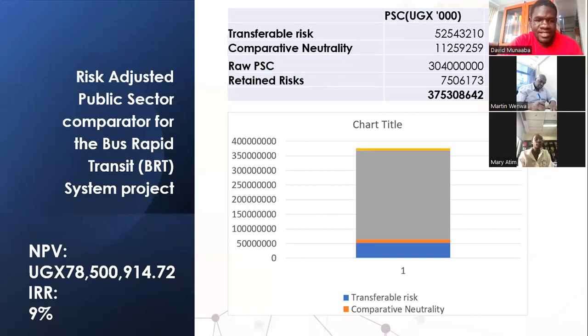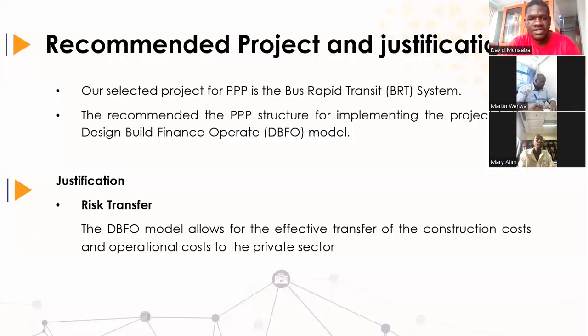When we adjusted, risk-adjusted public sector comparator for the project, realized 375 billion shillings with a net present value of 78.5 billion and an internal rate of return of 9% for the duration of 17 years with a discount rate of 5%. I will invite my colleague Mary to give us the recommended project justification to conclude.